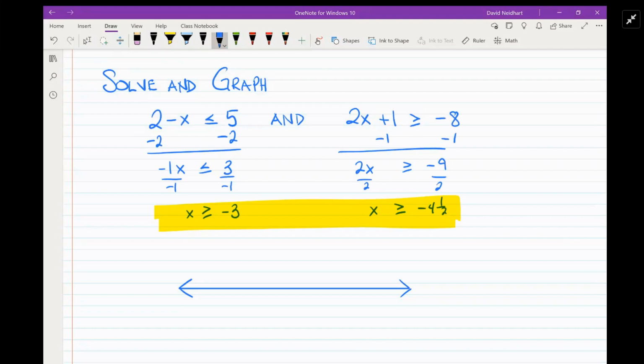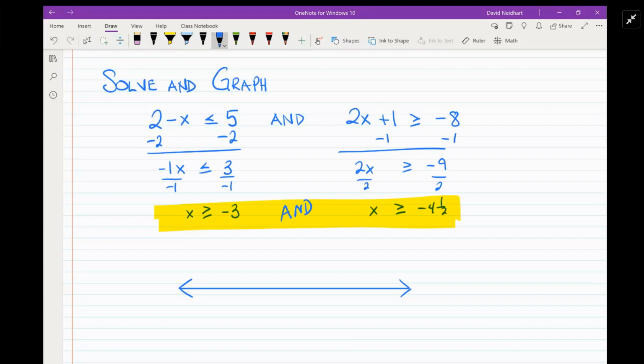With the addition of the single word "and": x is greater than or equal to negative 3, and x is greater than or equal to negative 4.5. That means any single number that satisfies both of those conditions is in our solution set, our collection of answers.